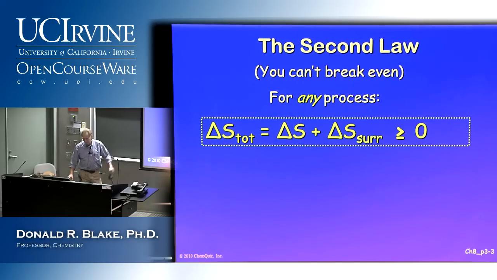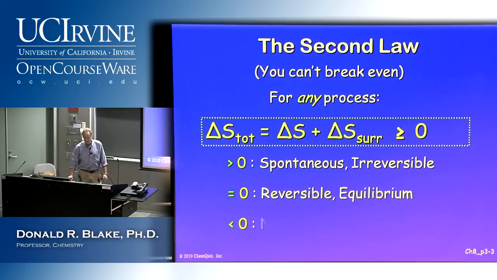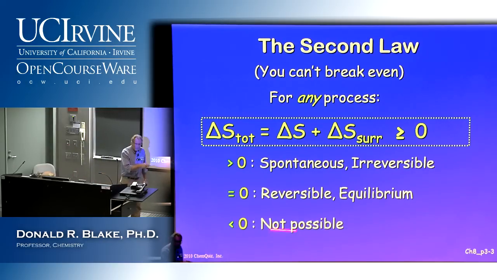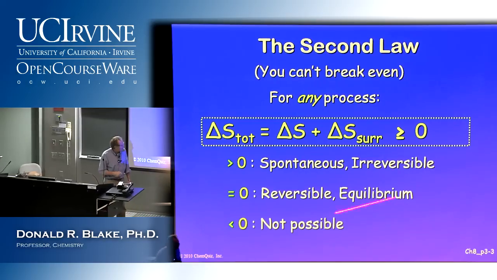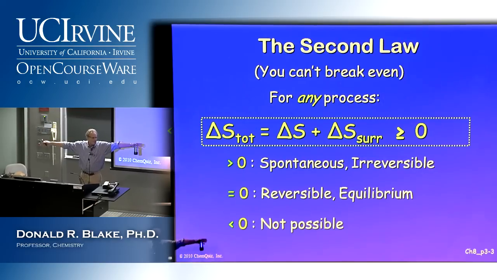So once again, you've got the surroundings, you've got the system, then you've got the whole universe, and you can never go backwards, okay? You either have a spontaneous process, which is delta S total greater than zero, or at equilibrium and reversible, it is equal to zero, and this just isn't possible. But folks, I have a hard time knowing what's not possible, okay? Because I'm not very good at determining whether the delta S of the whole universe has gone up or not, okay?